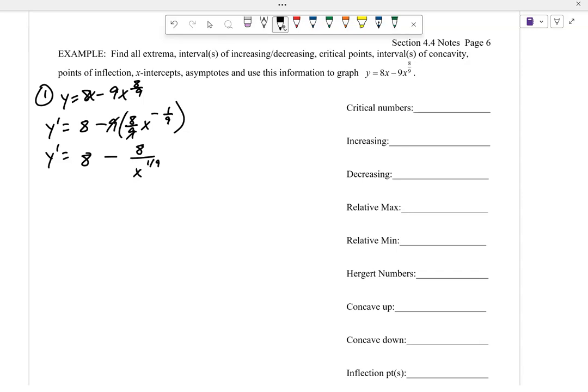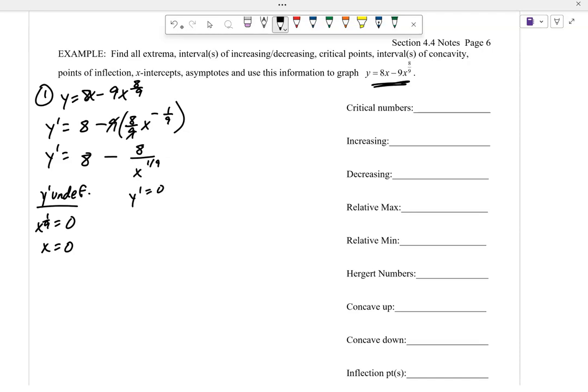Where is this first derivative undefined? Where is y prime undefined? Well, if that x to the 1/9 is equal to 0, so if x equals 0, right, if I take it to the 9th power on each side, that would be where it's undefined. Is it a critical point? Yes, because if you throw 0 into the original function, it is defined there. So it is a critical point.